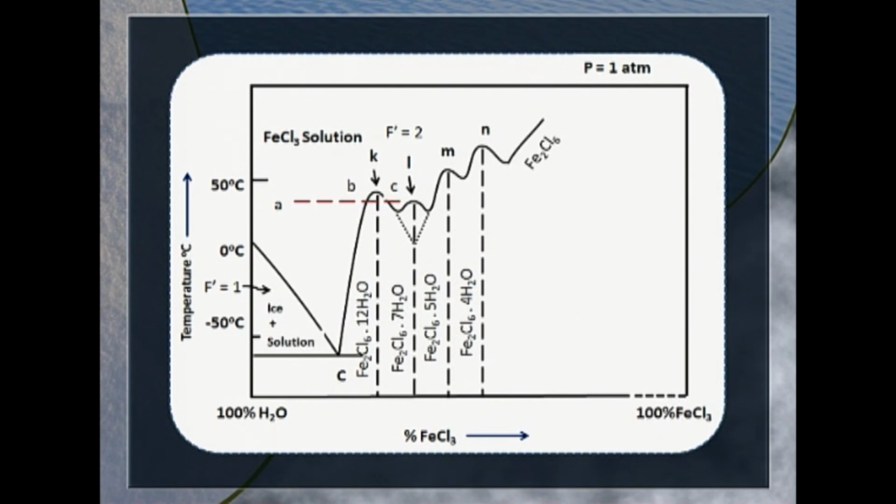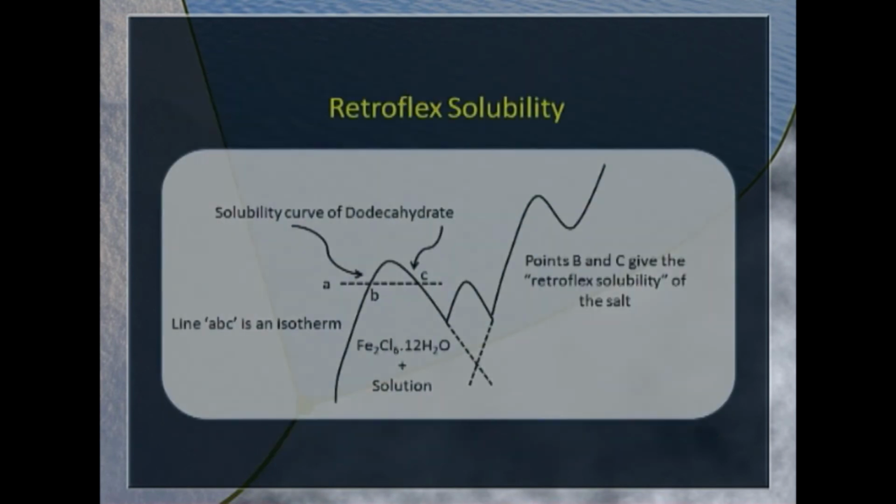The question then arises, for a given salt, how can there be two solubilities at the same temperature? Now, what we try to find out is there something wrong? But if you carefully look, we can see that the composition of the solution with which the solid at B is in equilibrium is much different from the composition of the solution corresponding to point C. Therefore, these are the two solubilities of the same substance at the same temperature, but in two different solutions where they differ in their compositions. Such solubilities are called retroflex solubilities.